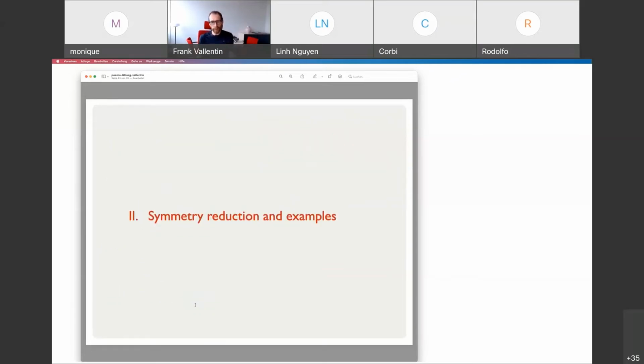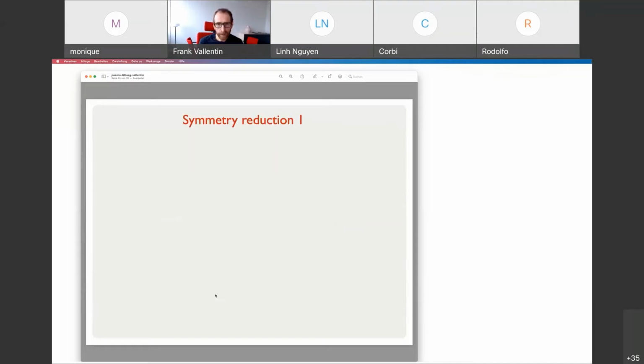So now we have the theta body, so we have some tool to work with. And now we want to look at symmetry reduction techniques and examples, to demonstrate that the theta body we are just defining is also useful in different contexts. Okay, so we do symmetry reduction basically in 3 steps.